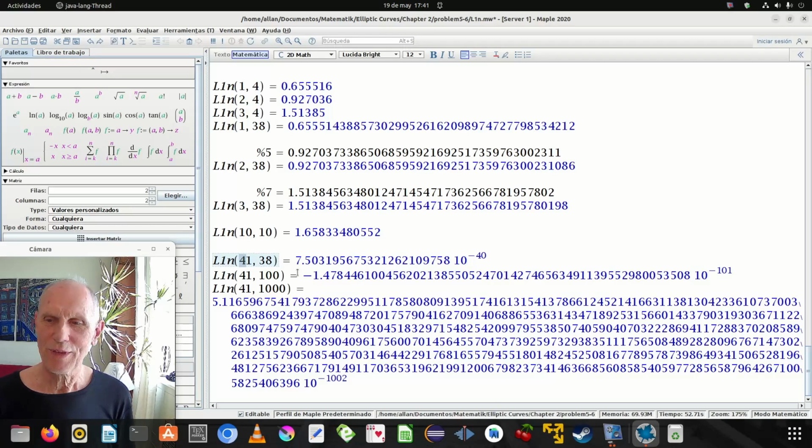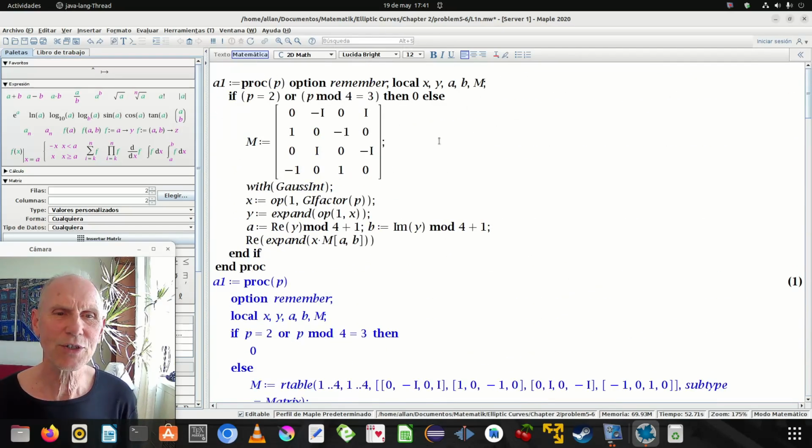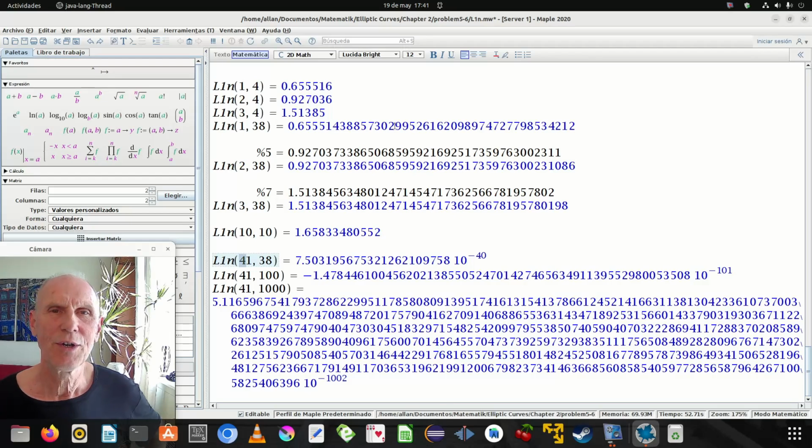Well, that should actually have been the end of the section, to be able to make this procedure and make these calculations. But I did it before the next to last problem, so I still need to do one problem before I can say chapter 2 done.